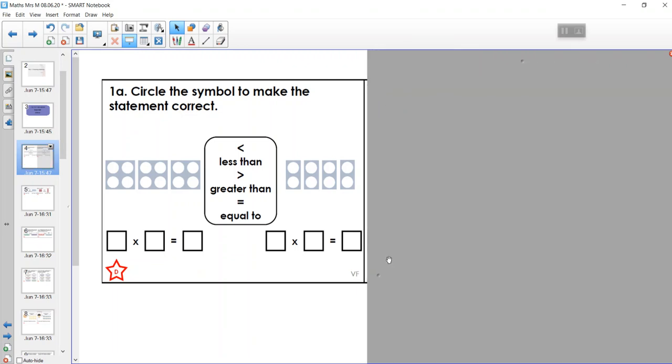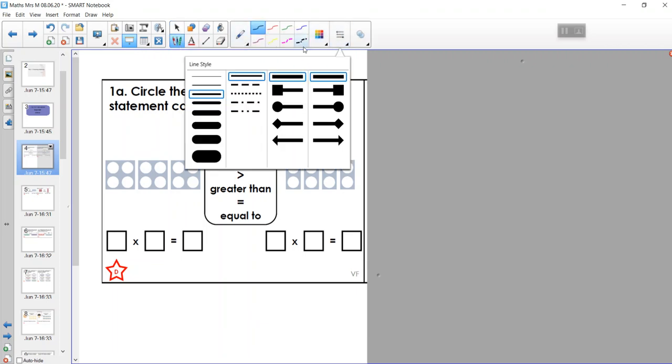So let's look at this first one. It says, circle the symbol to make the statement correct. So we've got to choose whether we're going to do a less than, a greater than symbol, or an equals to symbol. And we need to work out what this statement says first. I can see I've got a 4 here, and there are 3 of them.